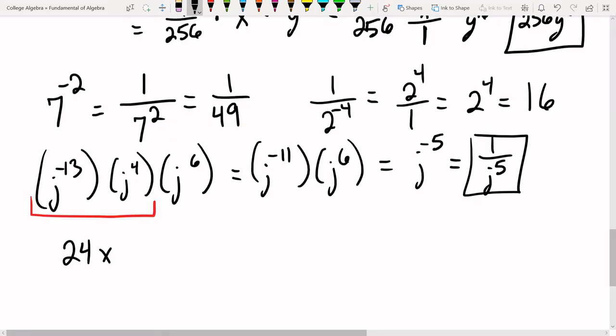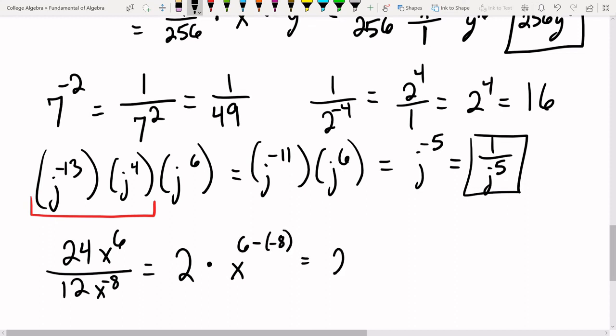All right, 24x to the 6 over 12x to the negative 8. Here, I'll kind of do the second method that I showed you before. 24 divided by 12 is 2. X to the 6 divided by x to the negative 8. We have division of like bases, so we're going to subtract the exponents. So we get x to the 6 minus negative 8, which means we have x to the 6 plus 8, or 14, which is just x to the 14 like that.